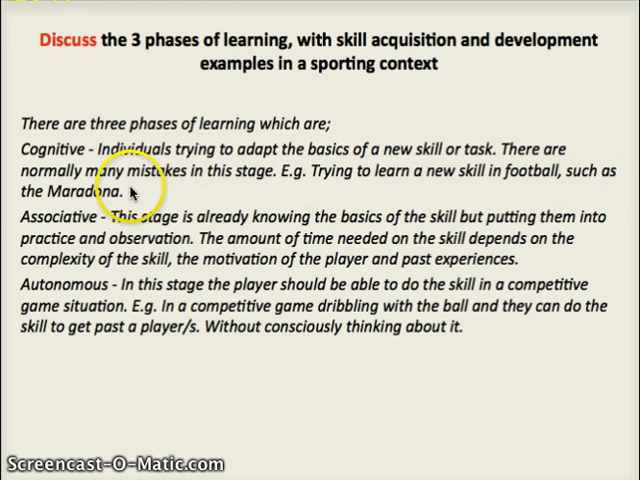So the examples in sporting contexts, there is one here, trying to learn a new skill in football, such as a Maradona. Maybe be a little bit more specific than this for someone who doesn't know what that is. The third point here, example in a competitive game when dribbling the ball, so that the athlete can do the skill and get past players without consciously thinking about it. Be aware of punctuation and grammar here. So quite descriptive in that sense.